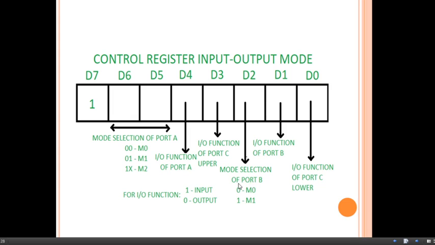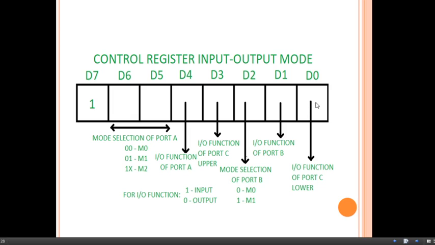If this D2 bit is 0, it indicates mode 0 is selected, and if this D2 bit is equal to 1, mode 1 for port B is selected. D1 is related with the input output function of port B. If D1 bit is 1, port B will act as input, and if it is 0, port B will act as output.